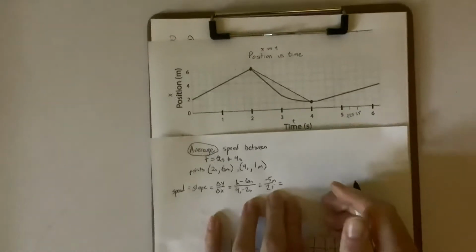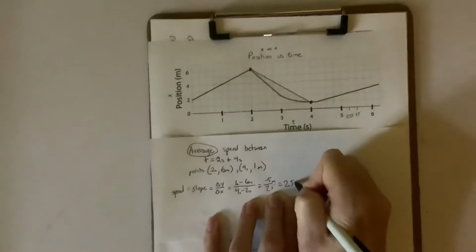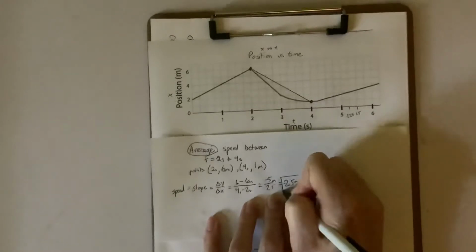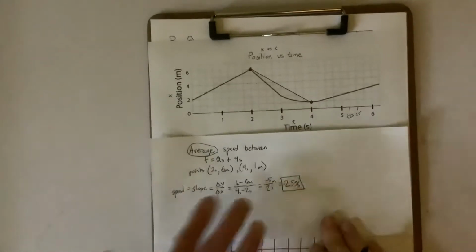So let's see, that's going to be 5 divided by 2, 2.5 meters per second. And I dropped the negative, but that's okay. Okay, so there we go. So that's the average speed.